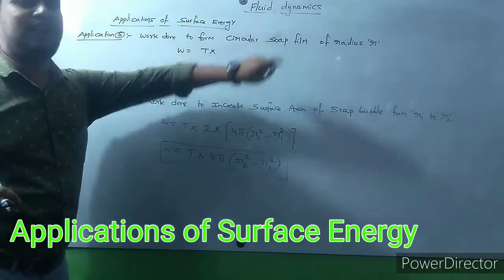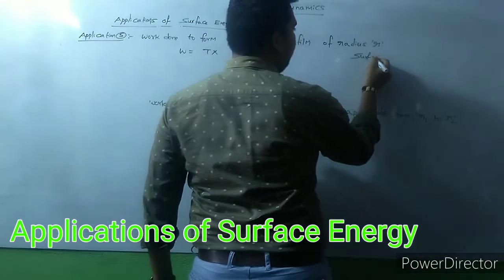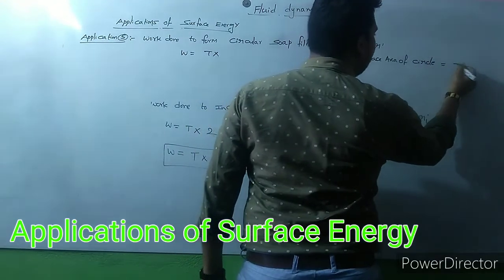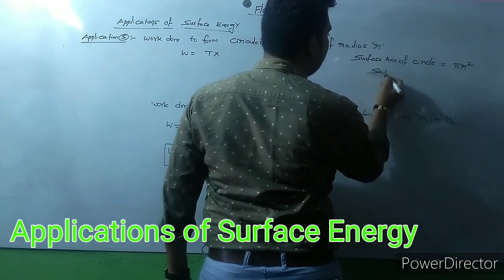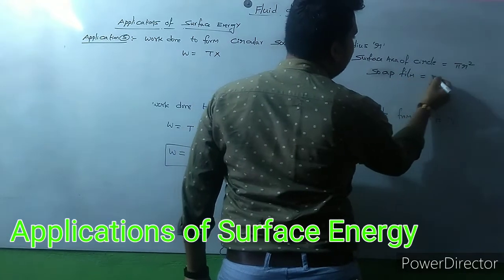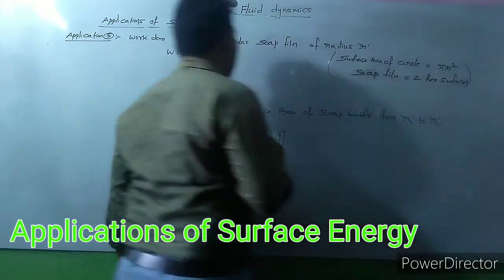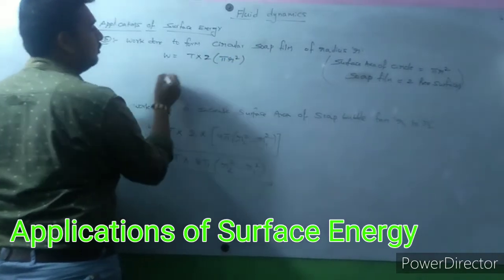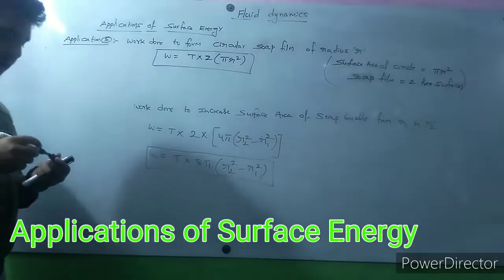Here we are taking a soap film. A soap film has two free surfaces. So the surface area of a circle is pi r square, but here the soap film has two free surfaces. That's why we are taking 2 into pi r square. So finally what we got as the formula? Work done is equal to T into 2 pi r square.